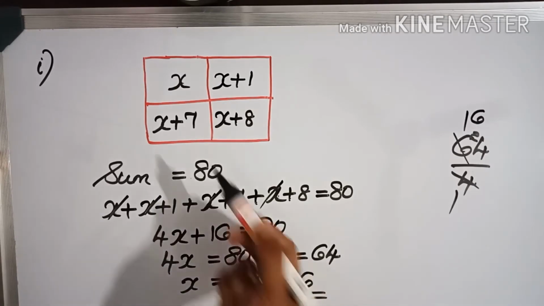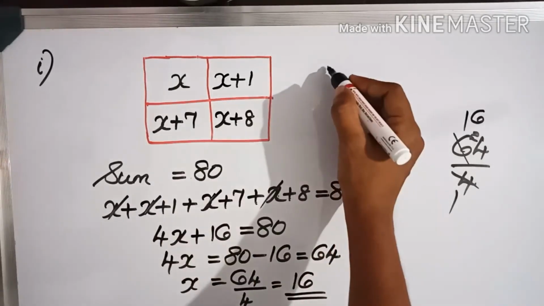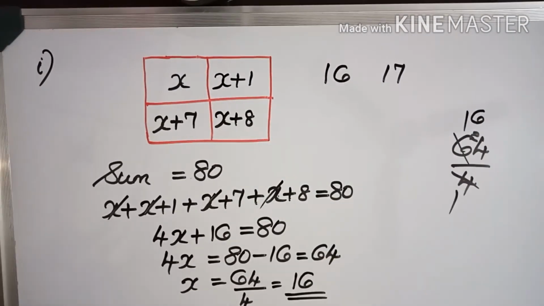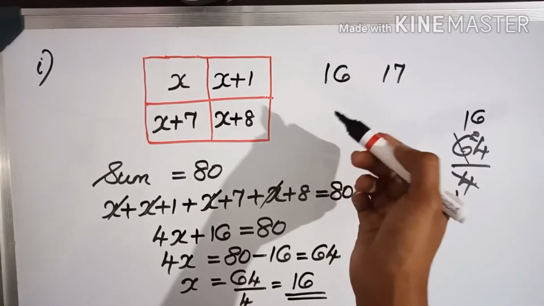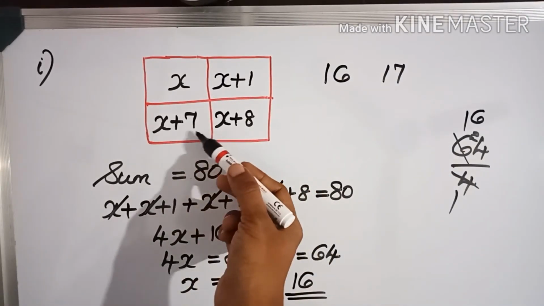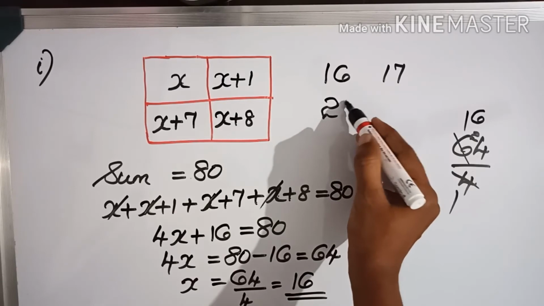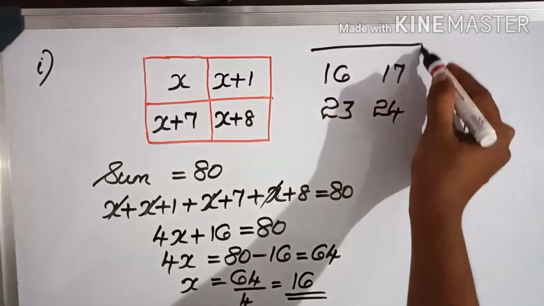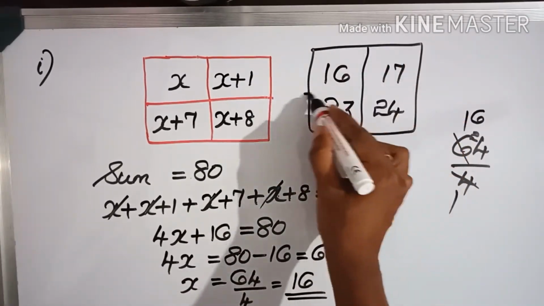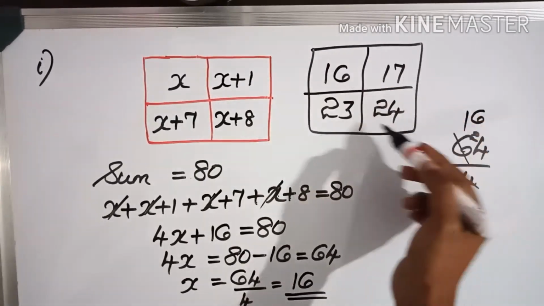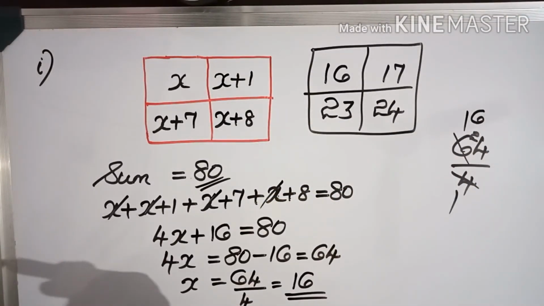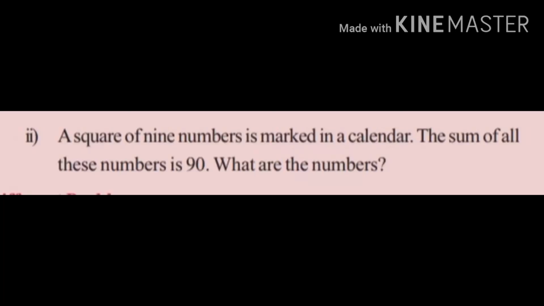That means first number is 16. So first number is 16 means next number will be what? 17 here. Here the number will be what? 16 plus 7 we have to write. Okay, 16 plus 7, that is 23. Next will be what? 23 plus 1? 24. Okay, so these are the 4 numbers from the calendar which give a sum of 80. When we add these 4 numbers, we will get sum as what? 80.